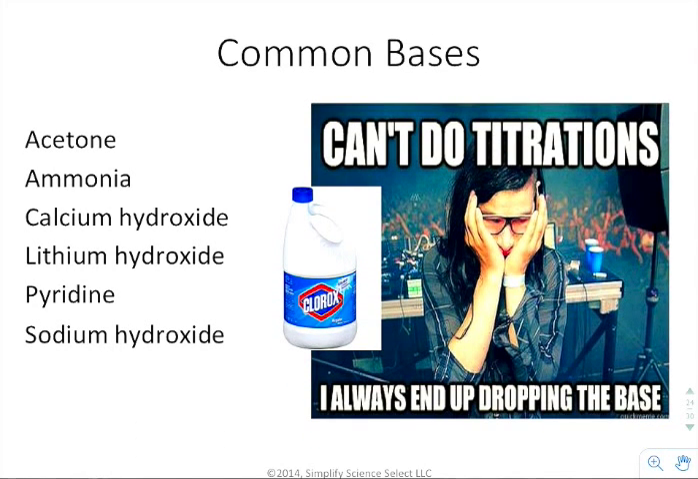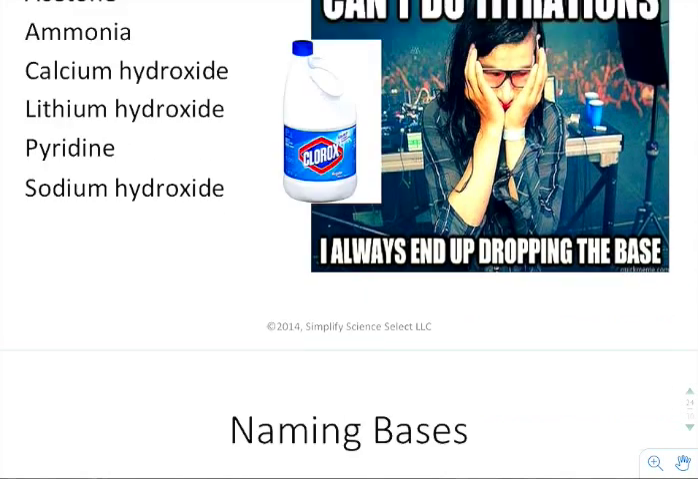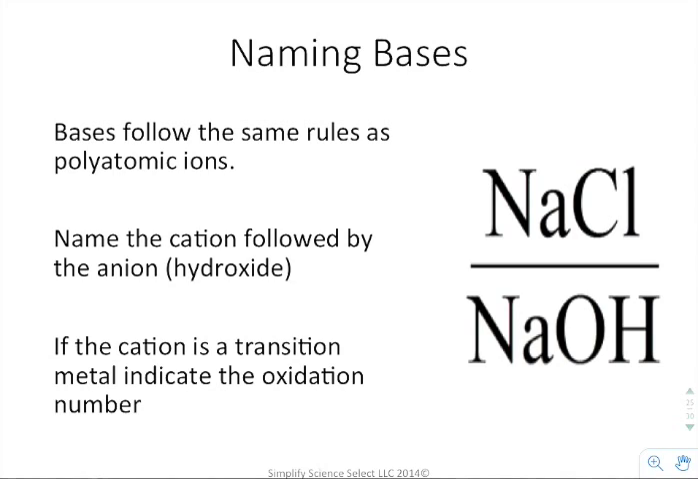Now here's some common bases that you see every day. You have acetone, which is generally used as a whiteboard cleaner. You have ammonia, which is used in a lot of cleaning products. You have calcium hydroxide, which is seen in, I think, milk of magnesia. That might be magnesium hydroxide. Lithium hydroxide is a very, very strong base that you'll see, along with sodium hydroxide. Those tend to be seen in a chemical laboratory. And you have pyridine, which is a naturally occurring base that you see in the body. So whenever you name bases, it follows the same rules as polyatomic ions. So you name the cation, then you name the anion, which is going to be hydroxide.